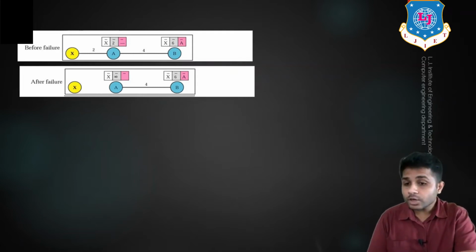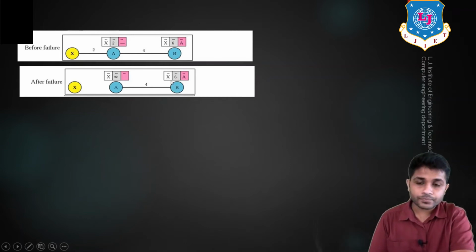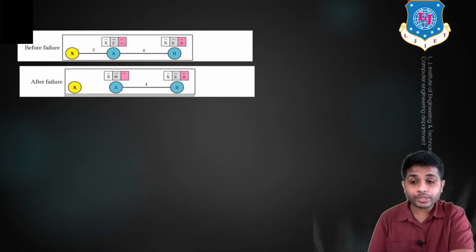So A marks this information as infinite, because A cannot reach router X in any way. B doesn't know this. You can see that the routing table of B has the value 6. B doesn't know that the link is broken, and B is thinking that there is a way possible via router A to reach X. So B knows that it can reach X via A and the distance is 6. But this is not actually true.